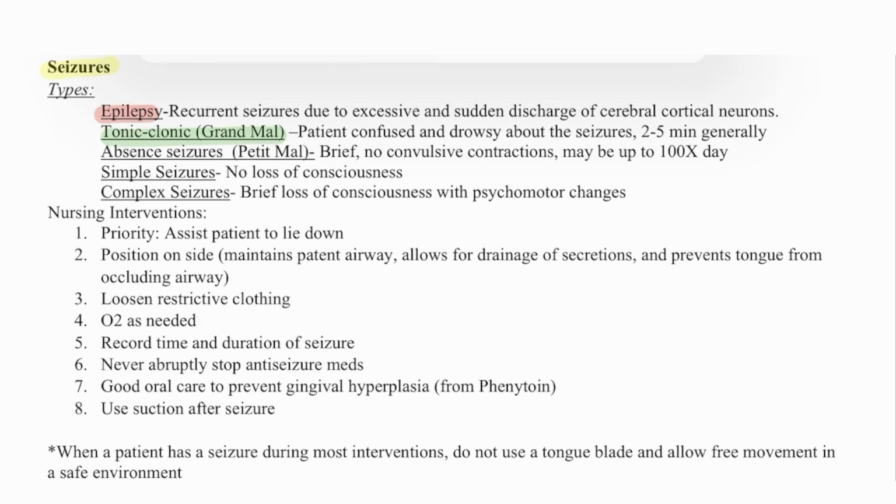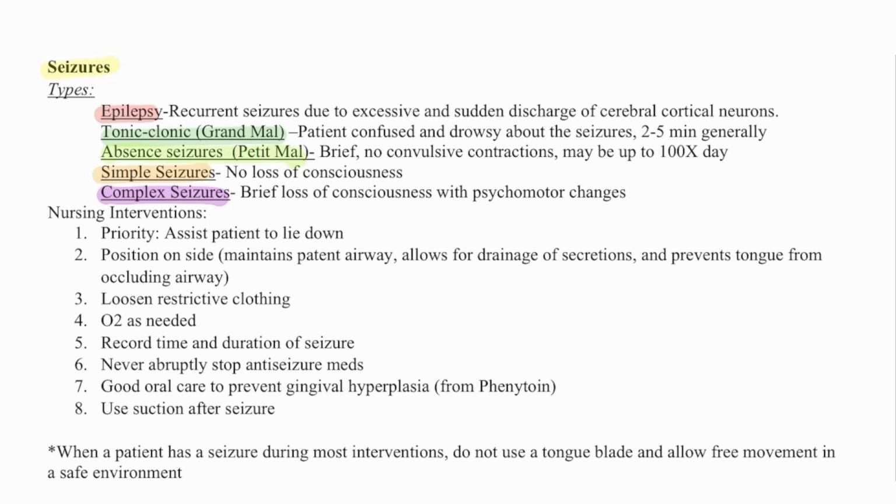Then patients can have an absence seizure or petit mal seizure. These are brief, non-convulsive contractions, and it may be up to 100 times a day. They can also have something called a simple seizure, which is no loss of consciousness, or they can have a complex seizure, so a brief loss of consciousness with psychomotor changes.